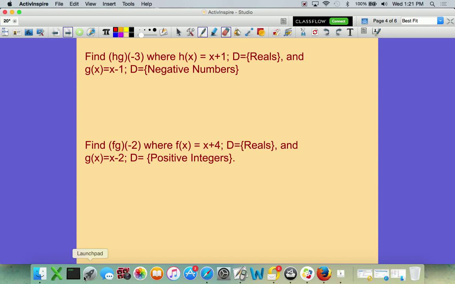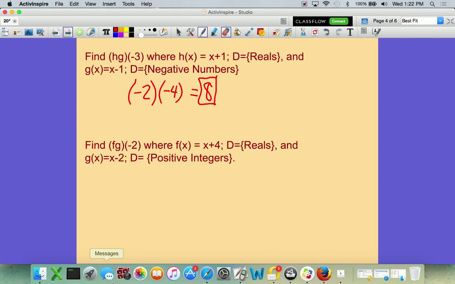Alright, so I'm going to find out what h of -3 is. -3 we throw in here. -3 plus 1 is -2. G of -3, plug that in here. -3 minus 1 is -4. And then it says to multiply these two together. And there's our answer of 8. Alright? If you did it the other way, you would get the exact same answer. You can do it either way, it's up to you.